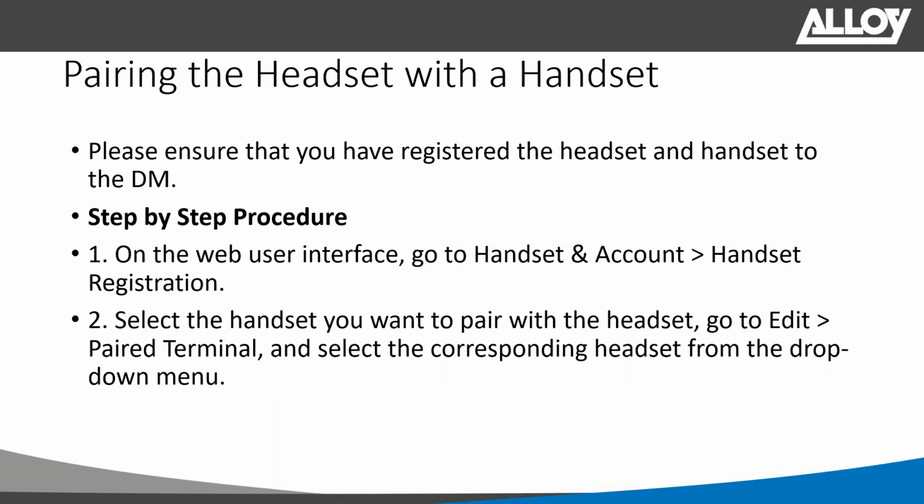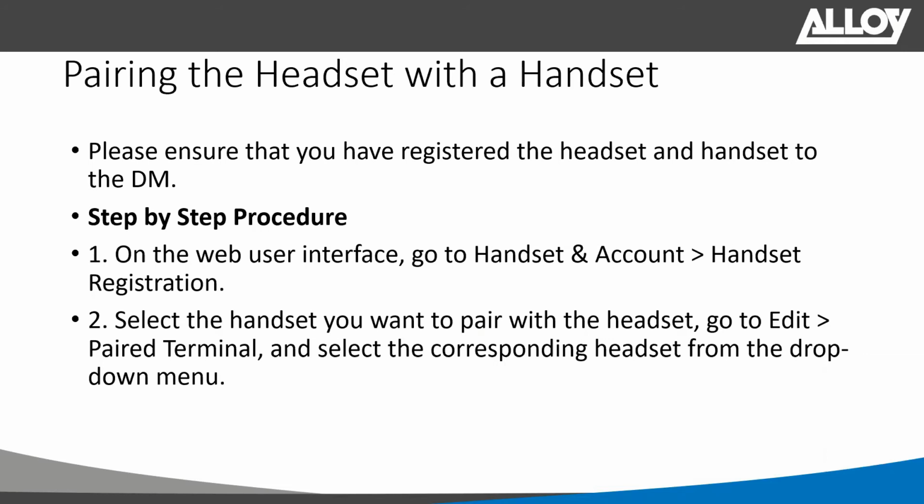After you do that, go to handsets, accounts, handset registration. Now, if you want to register the handset to the headset, the first step really is to make sure they're both actually registered to the device manager. Pretty self-explanatory, you can't pair it if they're both not registered to it. If you've only got the headset registered and you're just trying to pair it to a phone, just make sure they're both registered. It's very simple, but make sure they're both registered to the device manager.